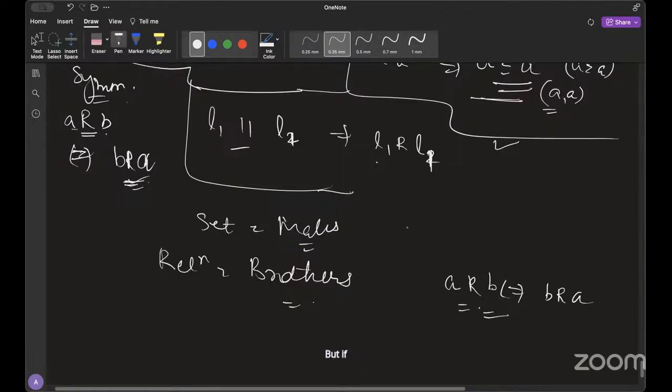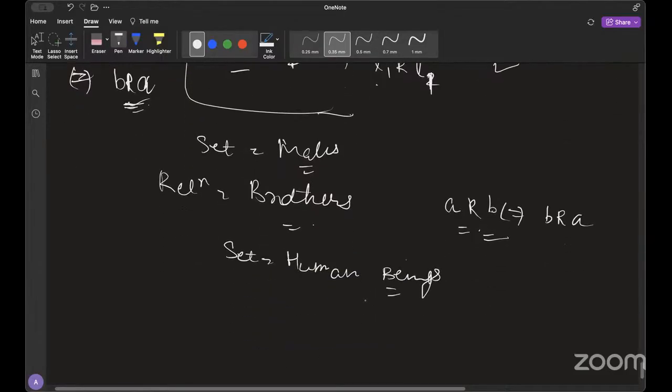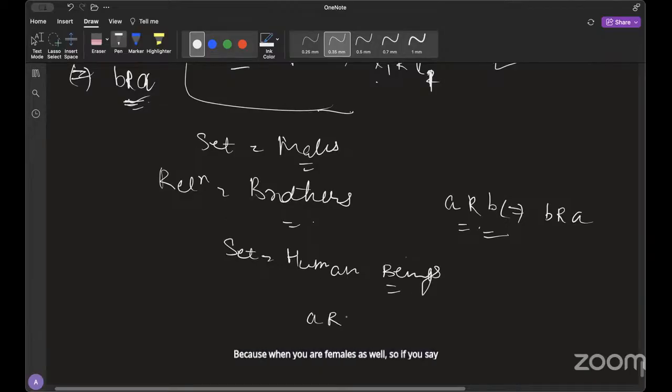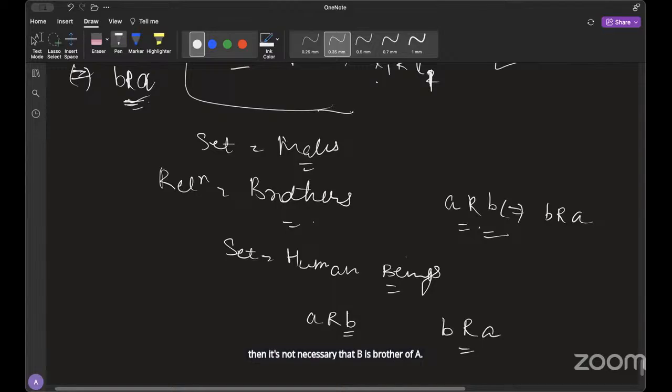But if you take your set to be the set of all human beings, then this is not true, because then you have females as well. So if A is related to B means A is brother of B, then it's not necessary that B is brother of A, right? Because B could be sister of A. So this is not true.